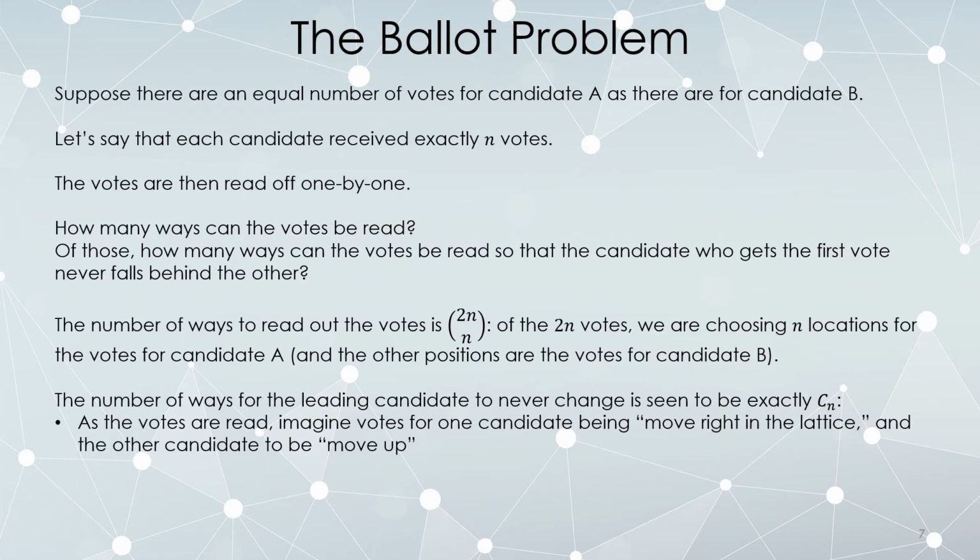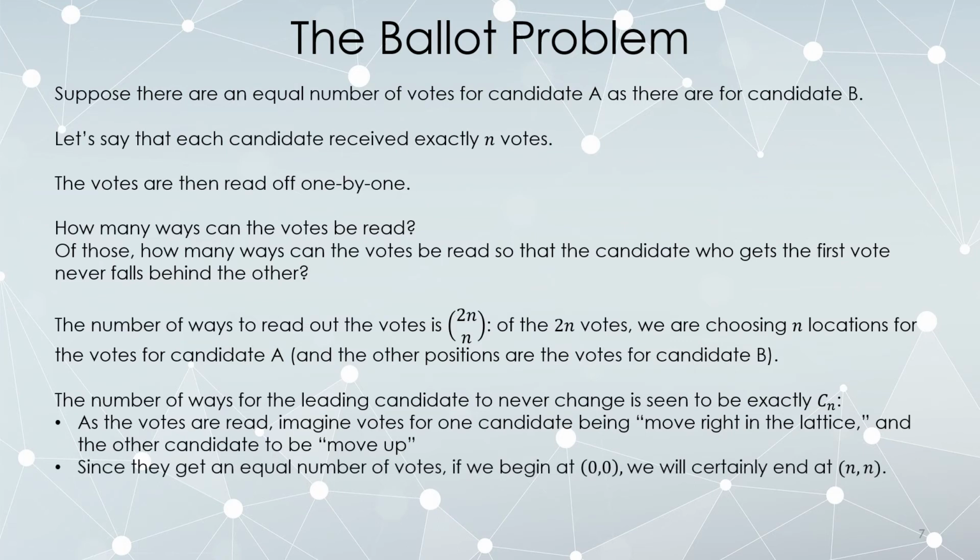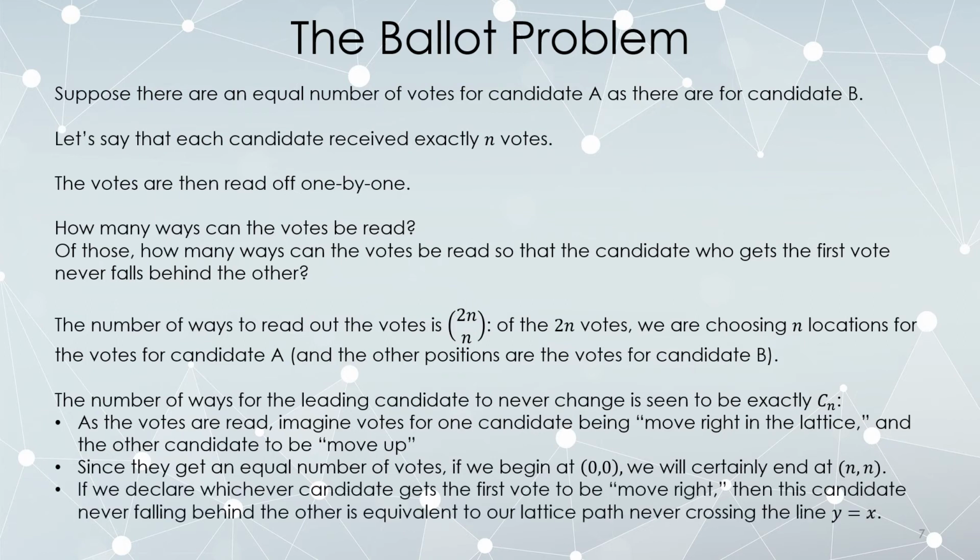As the votes are read, you can imagine one candidate means move to the right and the other candidate means move up. They do get an equal number of votes, so if we begin at 0, 0, we're going to have the same number of moves right as moves up, so we're going to end up at n, n. And if we declare that whichever candidate gets the first vote must be moved to the right, and the other candidate therefore means move up, if we declare this candidate is never falling behind the other, then moving to the right, in other words, the x-coordinate, is never less than the y-coordinate or moving up. So we never have the y-coordinate larger than the x-coordinate. In other words, we never go above the line y equals x.